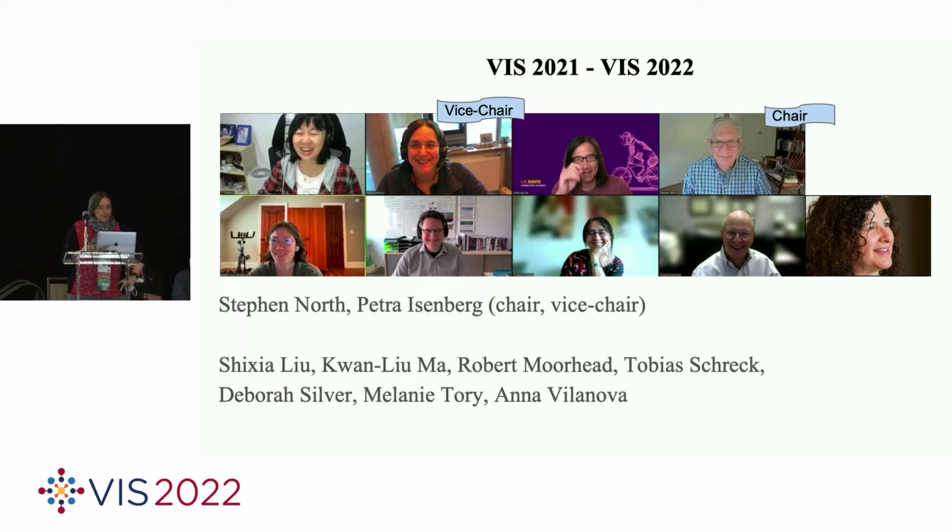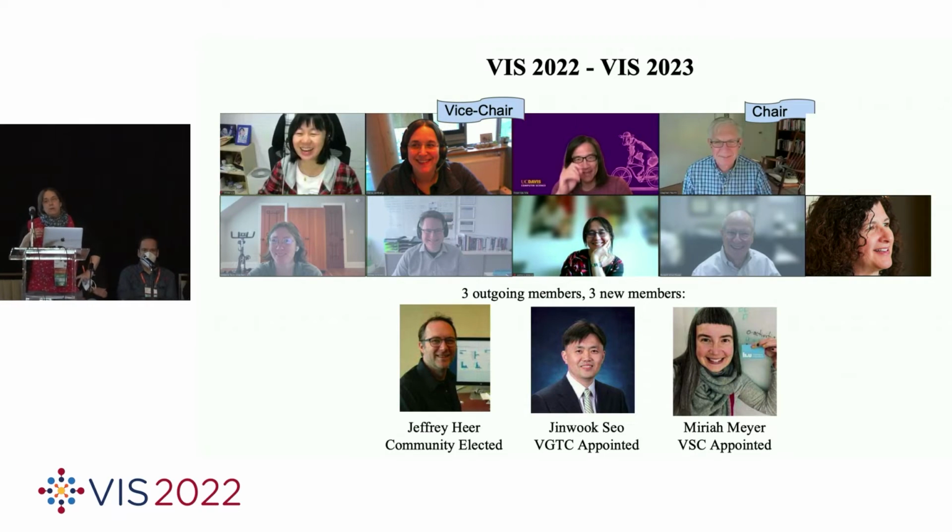If you want to be a member of the steering committee, there are several ways to become a member. Some people are elected. For example, this year we will have Jeff Hare join us through the community election. Maybe some of you have elected him. And then there's somebody who joins us from another committee that we'll hear about later called the VGTC, which is Jin Vuk So. And then there's somebody we appointed, which is Mariah Meyer, who also joined us this year.